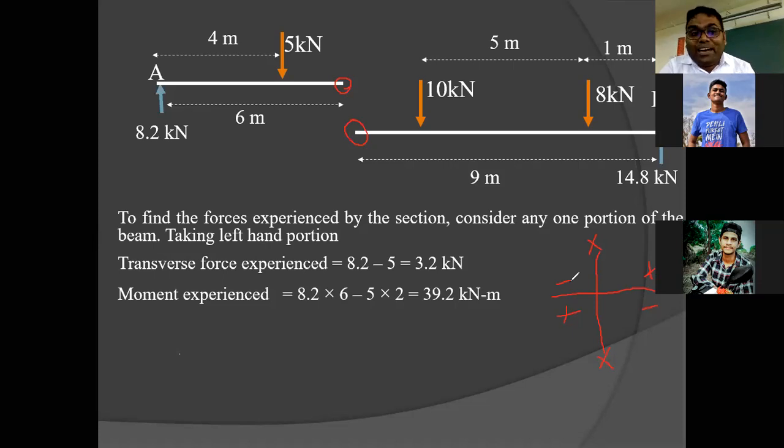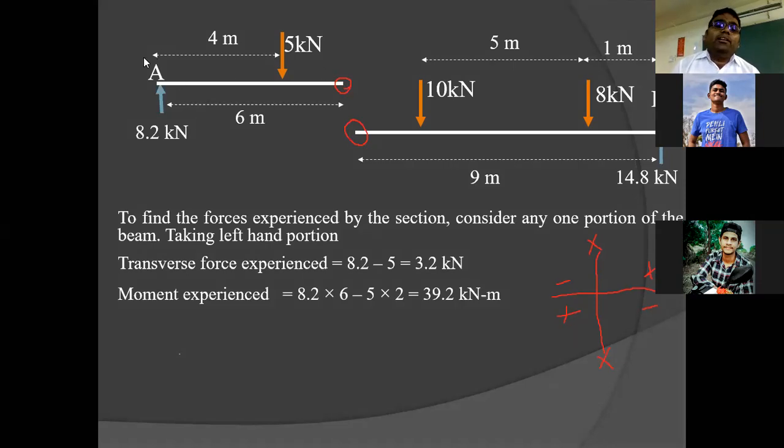Let's see the transverse force experienced on the section which I have shown in the red color. So what will happen? How many forces are acting? On the left side you can see there, in this portion how much force is acting. One, this is a reaction of 8.2 kilonewton. Another is this point load. We have two.